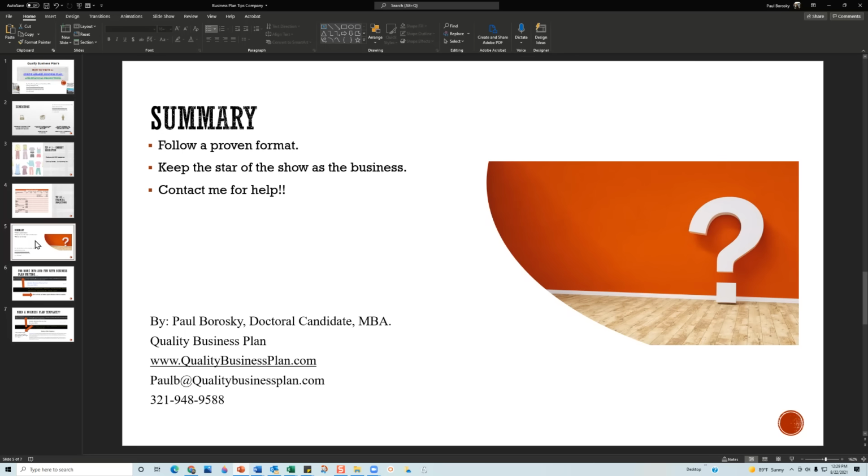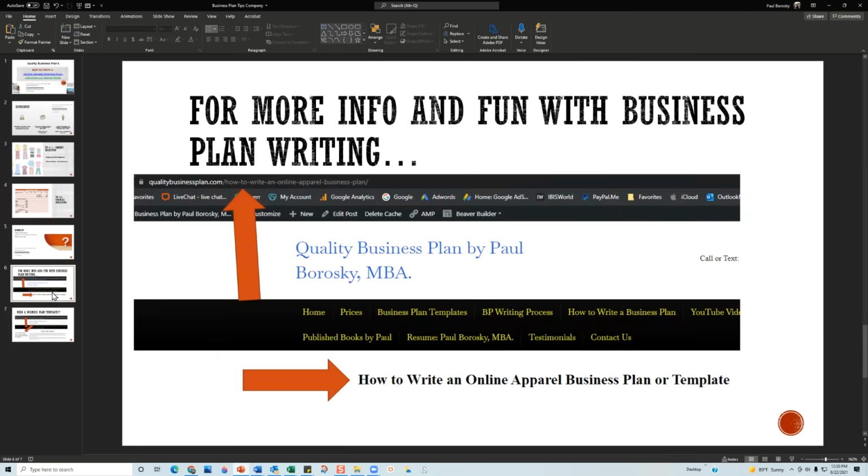So when you're writing the business plan, make sure the star of the show is always going to be the actual business itself. And then finally, if you need some assistance, whether it be for a template or even writing a custom business plan for your online apparel store, make sure to reach out to me for assistance. I'd be delighted to help.